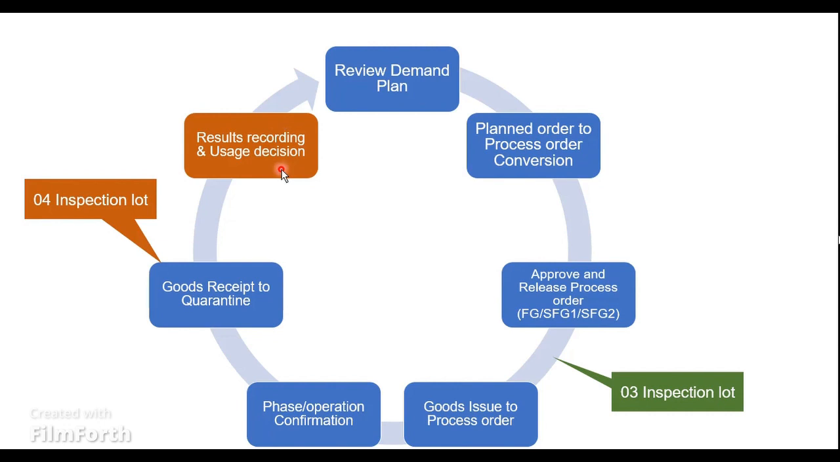While we post the usage decision, this is where the quality inspector will tell in SAP that the characteristics have been evaluated and the material has been accepted by the QA team or the QC team. As soon as the UD is posted, the stock will get moved from quality inspection to unrestricted use. This is where the stock will be ready for use as soon as it has been posted into the unrestricted stock. So let's get into SAP and look at the prerequisites.